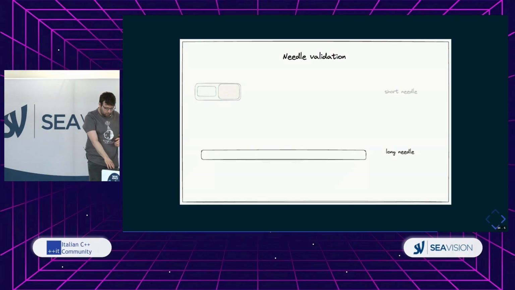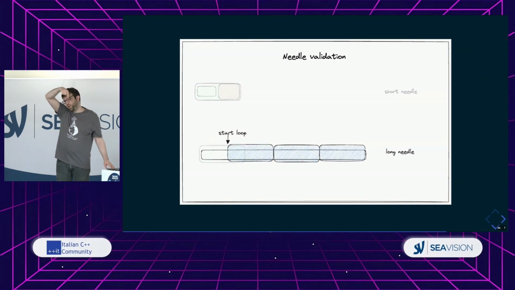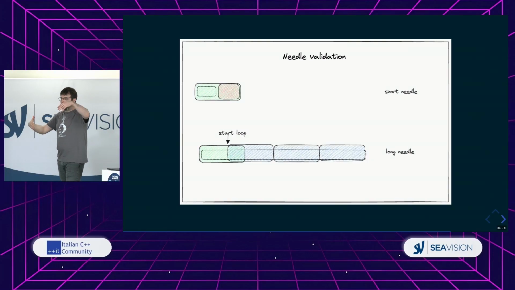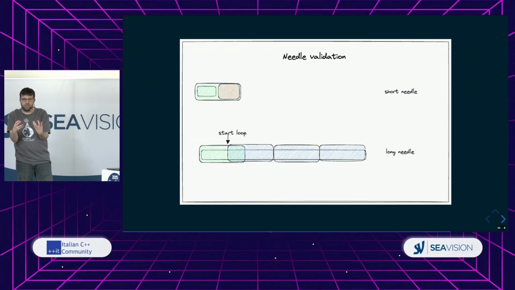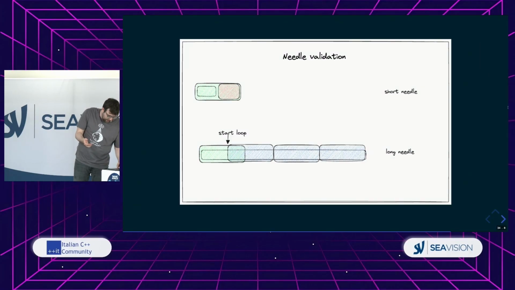If our needle is long, what we can do is take the first register and overlap it with the rest of the loop so that the rest of the needle is divisible by register size. What's really cool about this is that you can actually merge these two test cases if you just accept the mask inside the long needle validation. So just add extra masking here, and this is the same code.